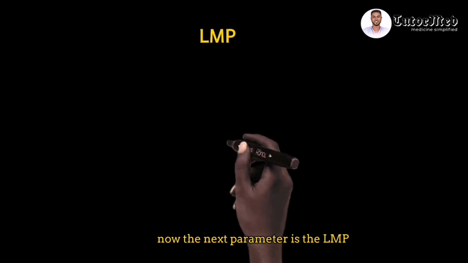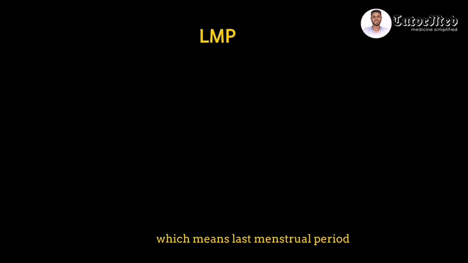Welcome back. Well done for staying on course when we're discussing the first information we need to master, which is the GPA system. Now the next parameter is the LMP, which means last menstrual period.